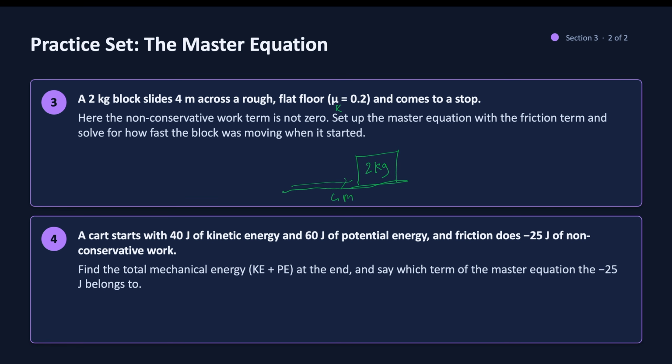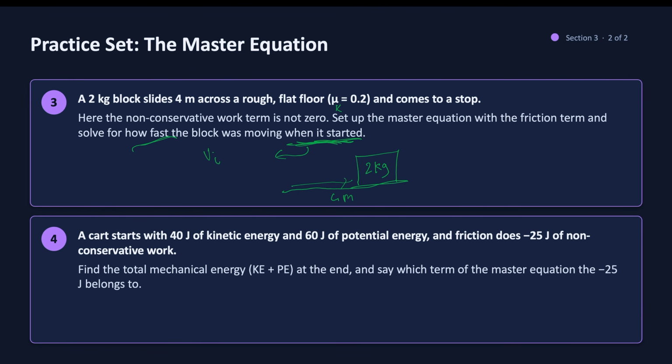Here, the non-conservative work term is not 0 because we have not an applied force, but the force of friction. So we need to set up the master equation with friction in mind. We can't forget about it this time. And we need to solve for how fast the block was moving when it started. So this "when it started" tells us it was the initial velocity. So we need velocity initial, so probably kinetic energy initial.